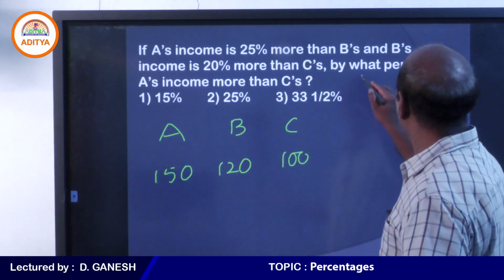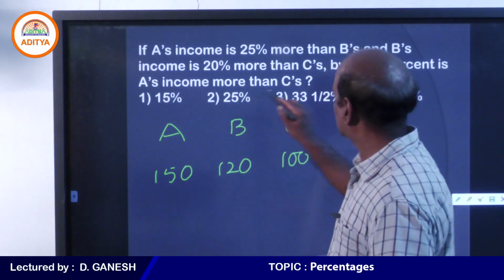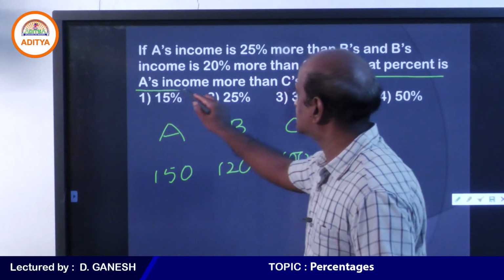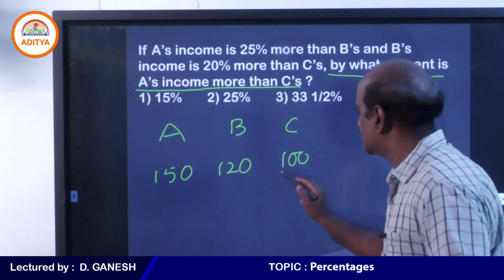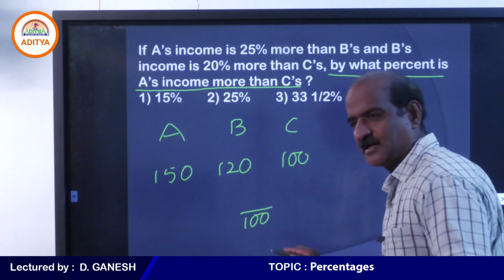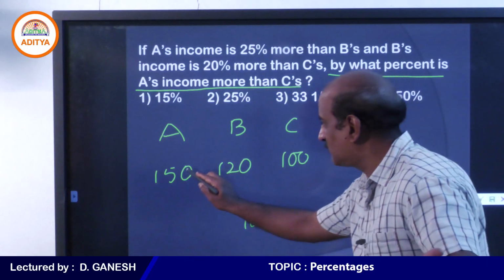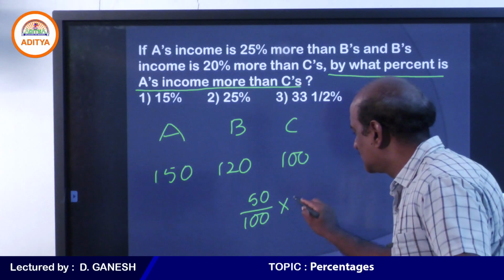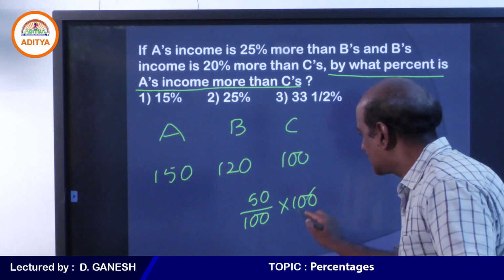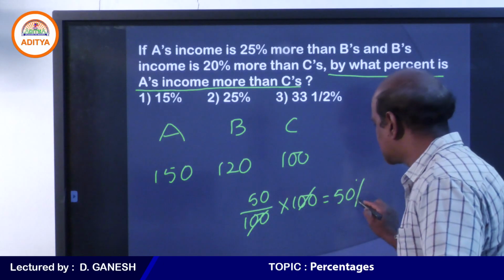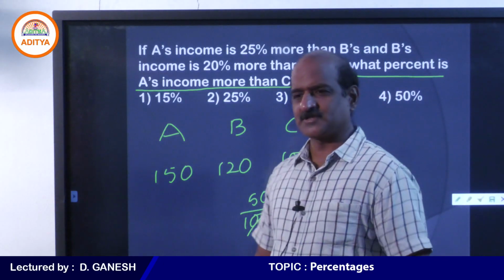The question is, by what percent is A's income more than C? By what percent is A's income more than C? So you need to compare with C. So when the denominator is 100, the question is how much more is A getting? A is getting 50 more. Therefore, A is getting 50% more than C. So this is the point. I hope you understand this.